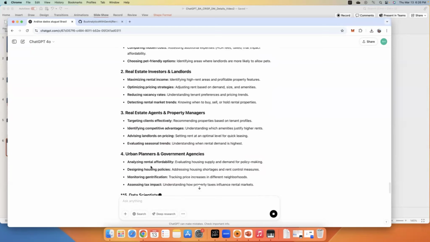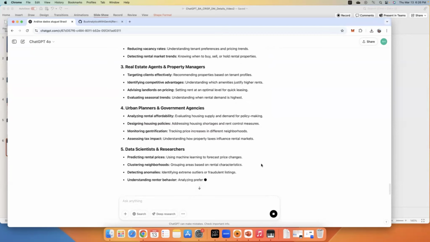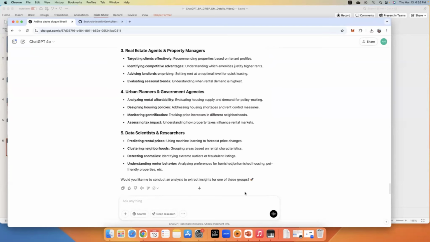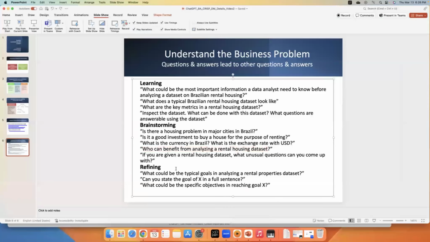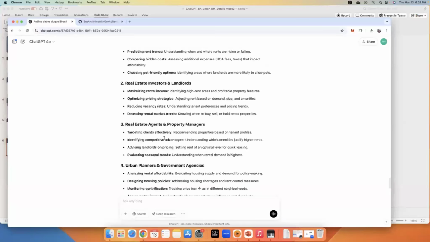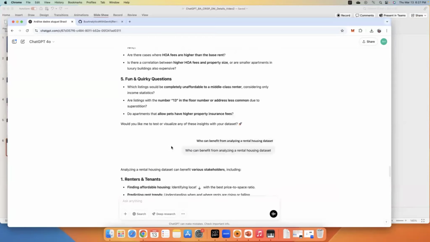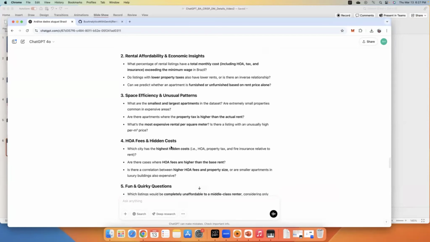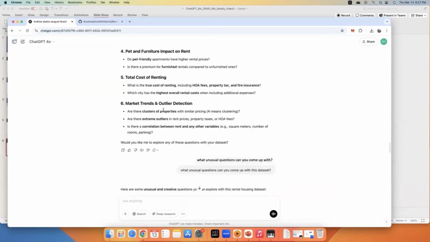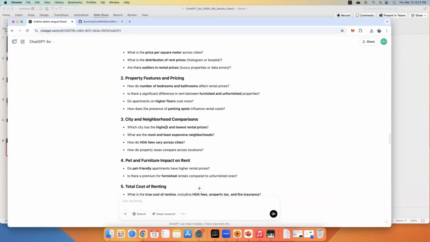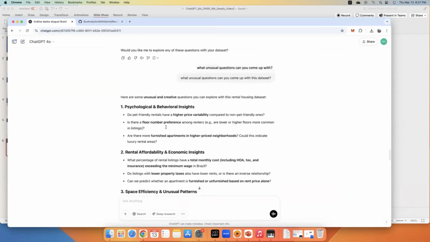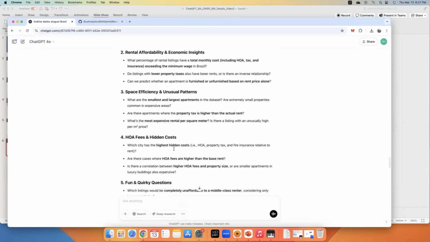And maybe you focus on something for real estate investors, something for real estate agents, something for urban planners and government agencies, or maybe just research purposes. As you can see, these are the parties that could be interested in your research or investigation. In the refining stage, we focus on one of these questions or parties, to satisfy one or two parties, or to get answers to one or two questions. But let's wrap it up.